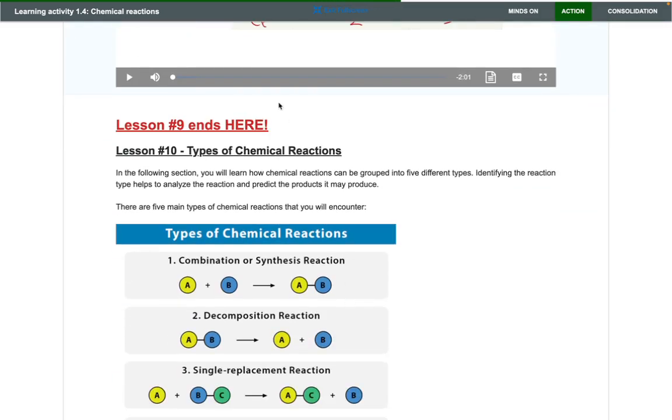So I come in and I can make notes for you here. And this is where lesson number 9 ends. This is on balancing. And here we go today. We're going to start lesson number 10, which are types of chemical reactions.